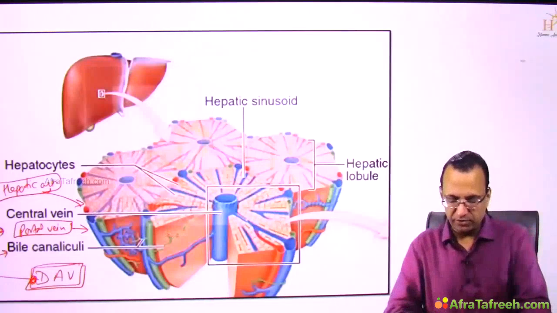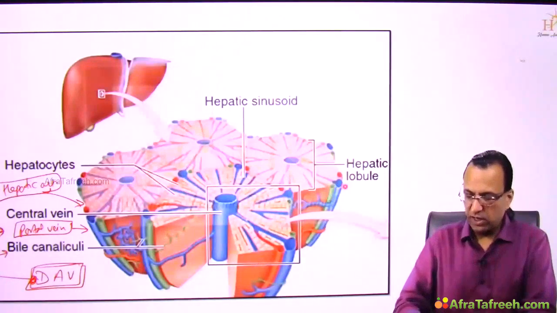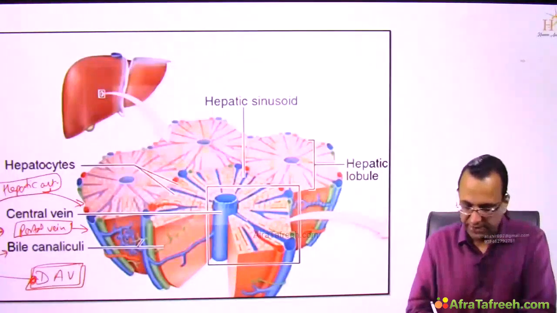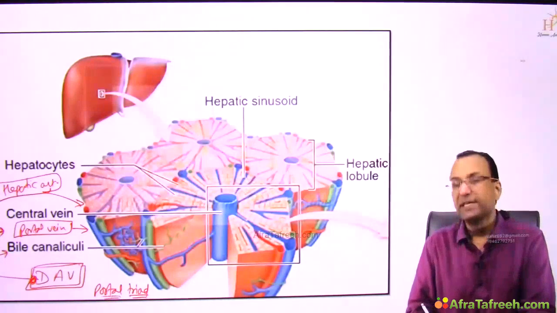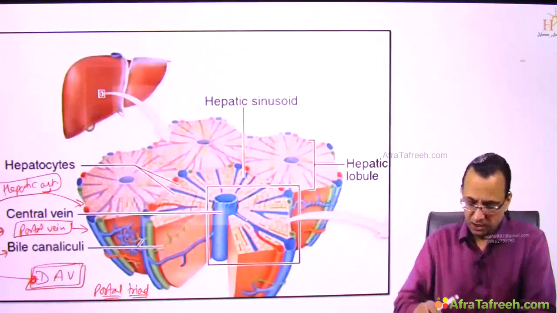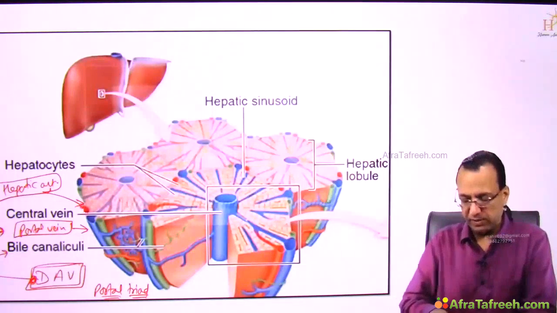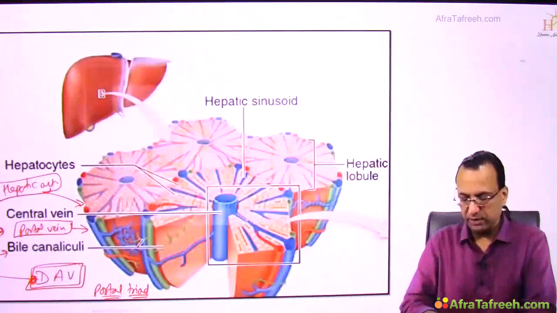So can you see the 3 structures here? 3 structures. So they are portal triads, basically, portal triad. So the DAV structure is the portal triad. Triad means 3 things. Yes. Okay. Now, when the portal vein brings the nutrients, it will be passing through the hepatocytes and going towards what is this? In the center. Because it is in the center, it is called the central vein.